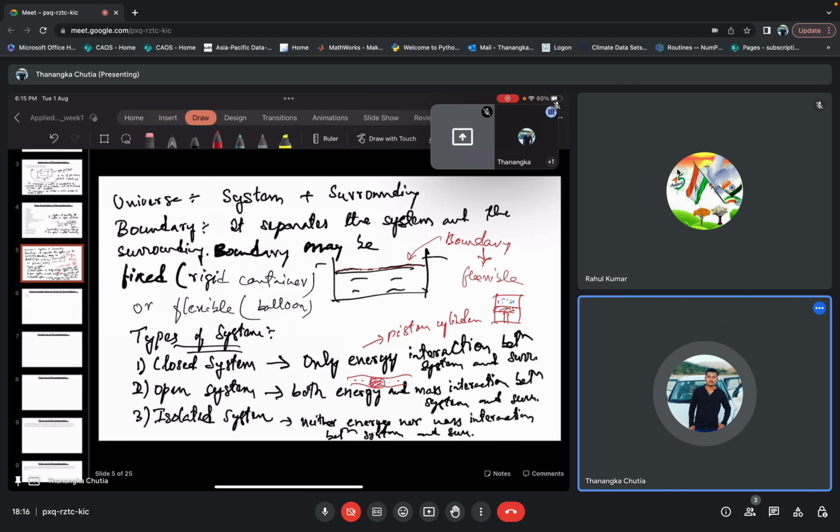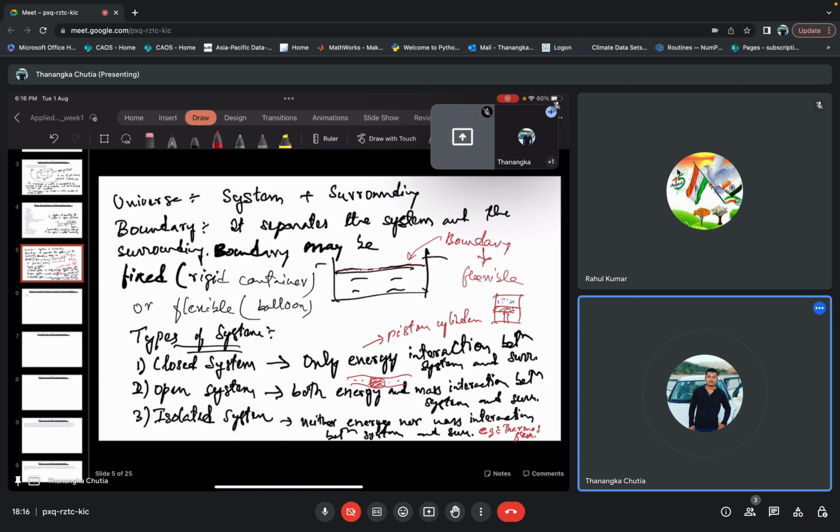Okay, and ideally there is no example of an isolated system, but what the books say is a thermos flask. But let me make it very clear at this point that even the most costly thermos flask of Milton or any international company will not allow you to keep your tea, water or coffee hot for infinite time.